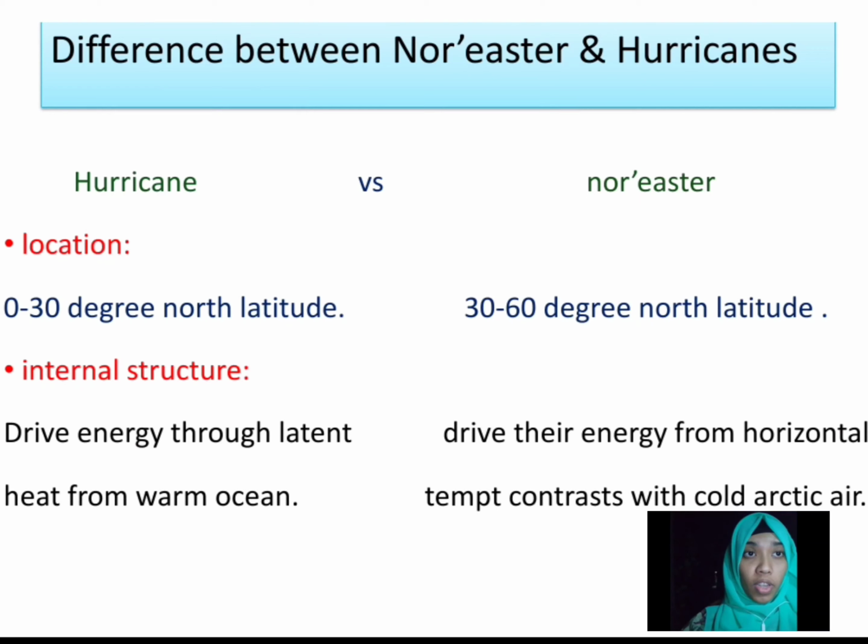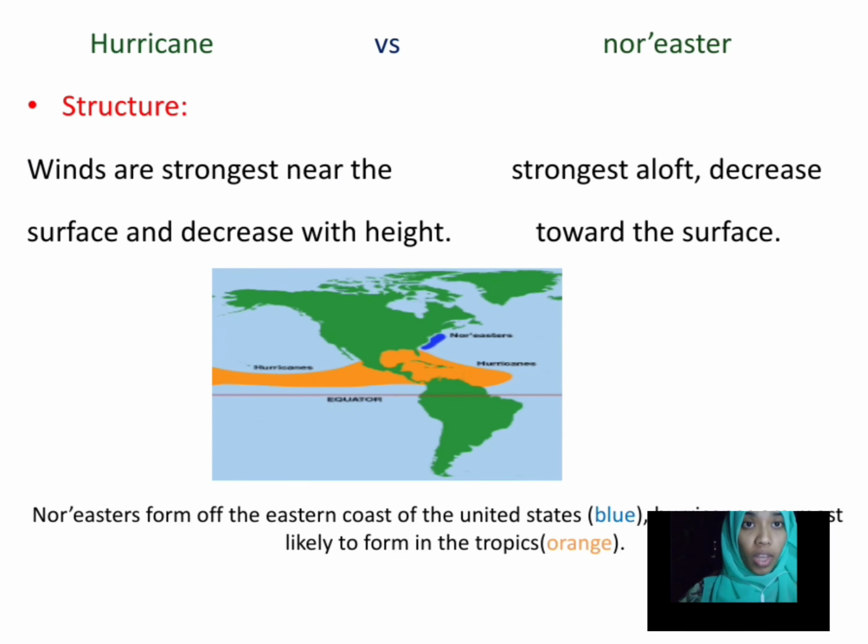Difference between nor'easters and hurricanes. Hurricanes most commonly form in 0 to 30 degrees north latitude. On the other hand, nor'easters form in 30 to 60 degrees north latitude. Hurricanes derive energy through latent heat from a warm ocean. On the other hand, nor'easters derive their energy from horizontal temperature contrast with cold Arctic air.